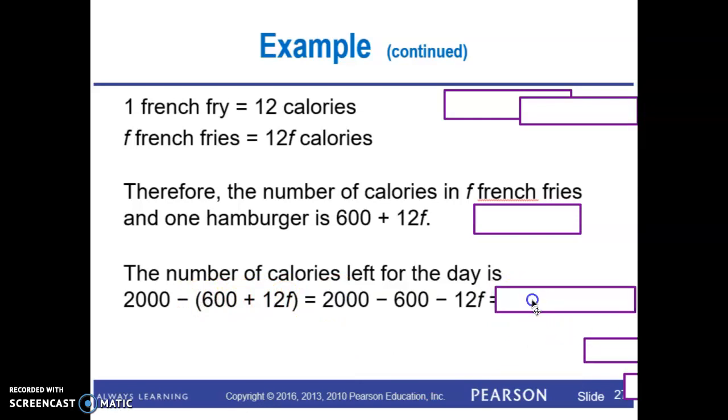That will help us to remember to distribute our negative because we want to subtract away the calories for the hamburger and also subtract away the calories for the French fries, however many French fries he ate at 12 calories apiece. And then if I simplify this expression, I can see that these two are like terms. And so this will simplify to be 1,400 minus 12F and that's how many calories he has left. So the units on that would be calories.